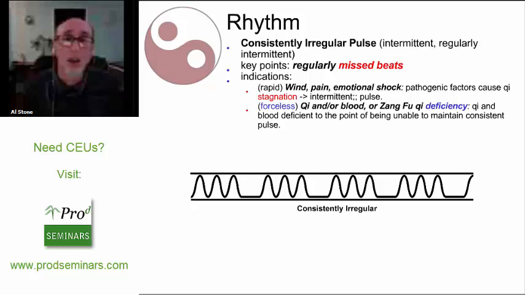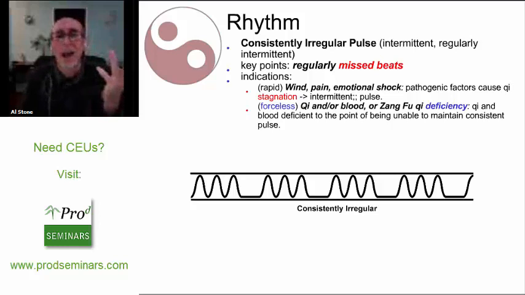Okay, there is a normal pulse called the six-yin pulse, where it is deficient, it's deep, it's thin, it's weak, and the person shows no indication of pathology.